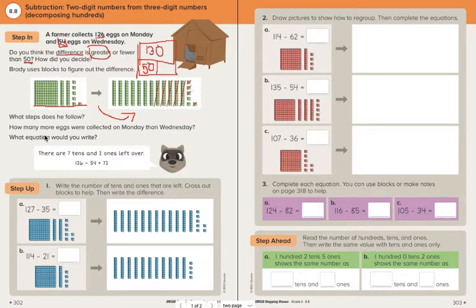How many more eggs were collected on Monday than Wednesday? So that's saying, what is the difference between 126 and 54? I'll give you a second to solve for that. What is the difference? All you have to do is count what's left, right?